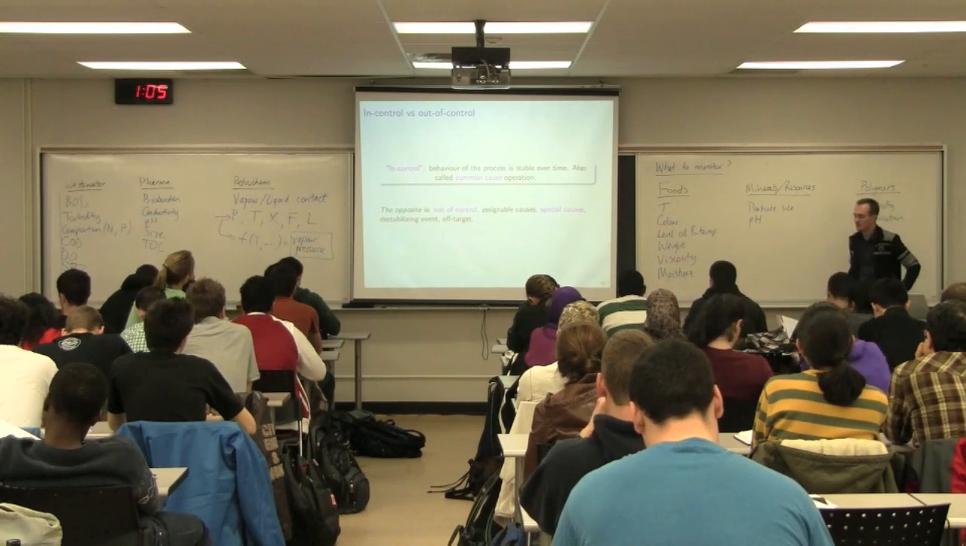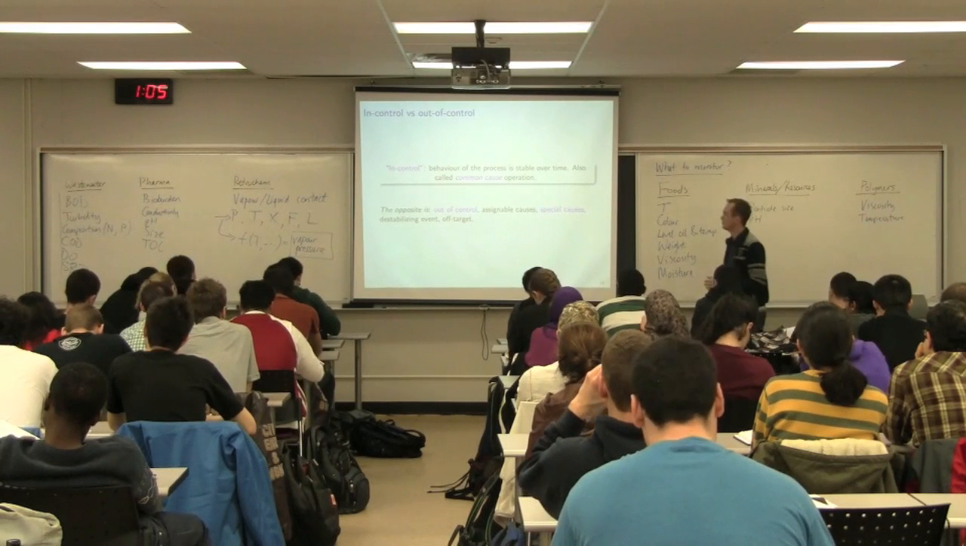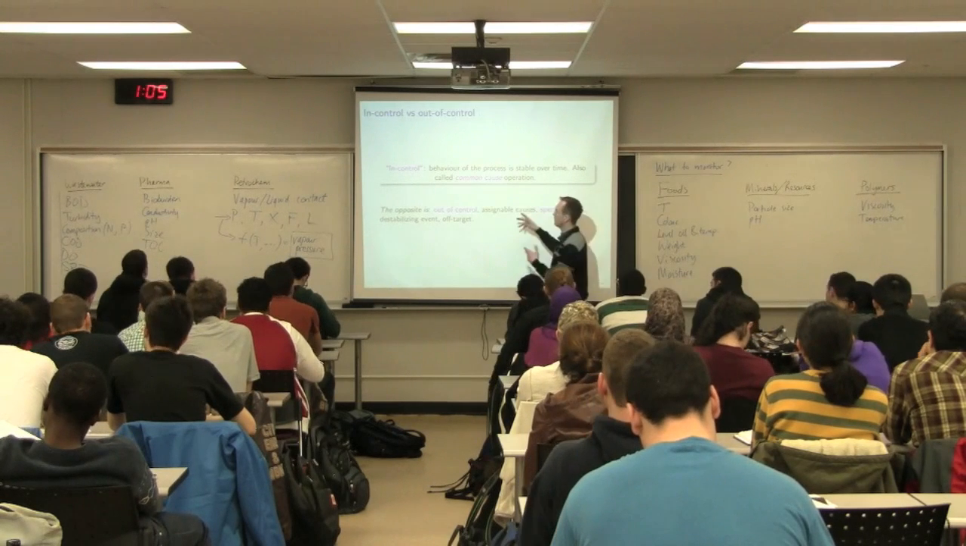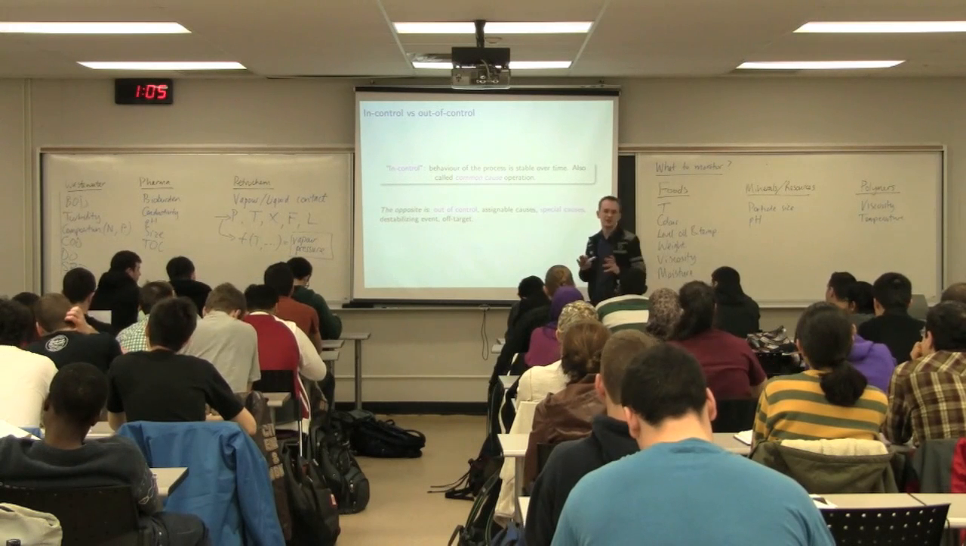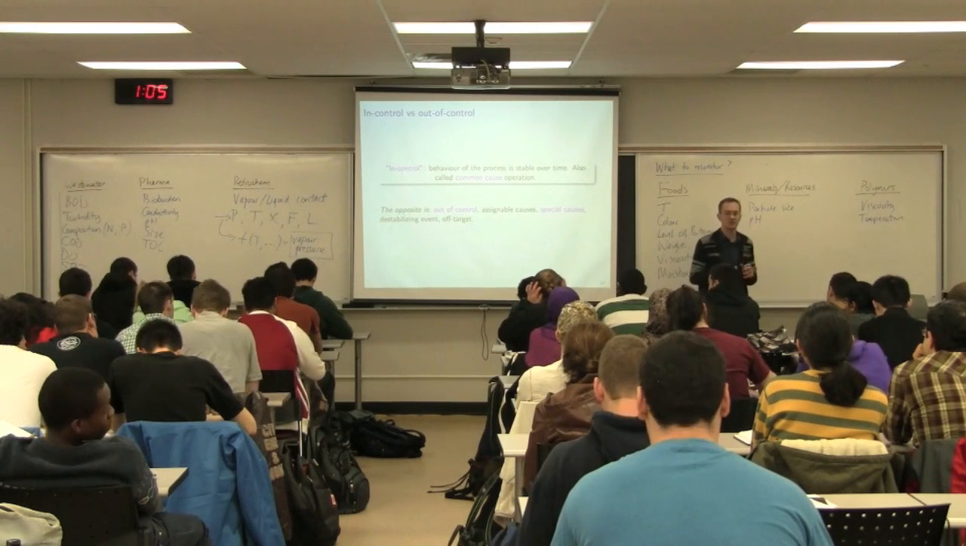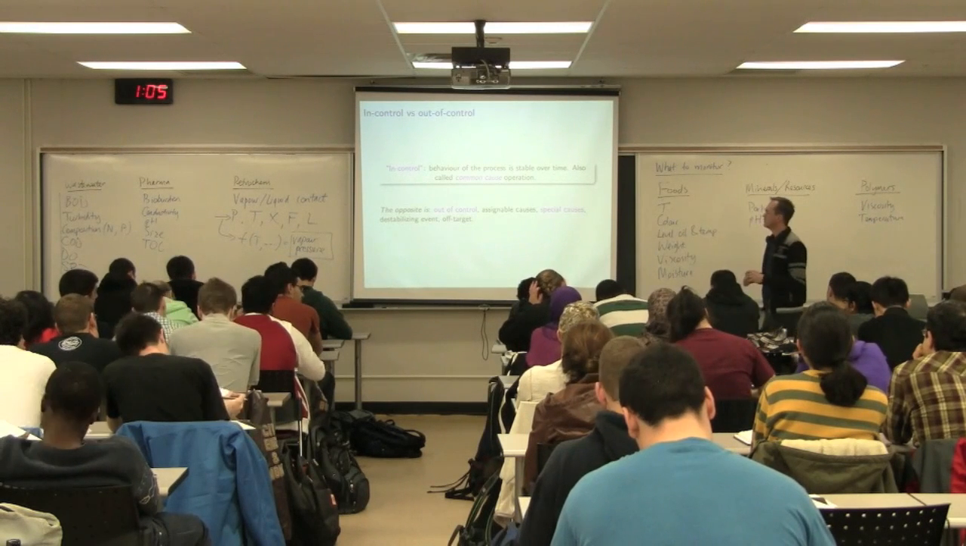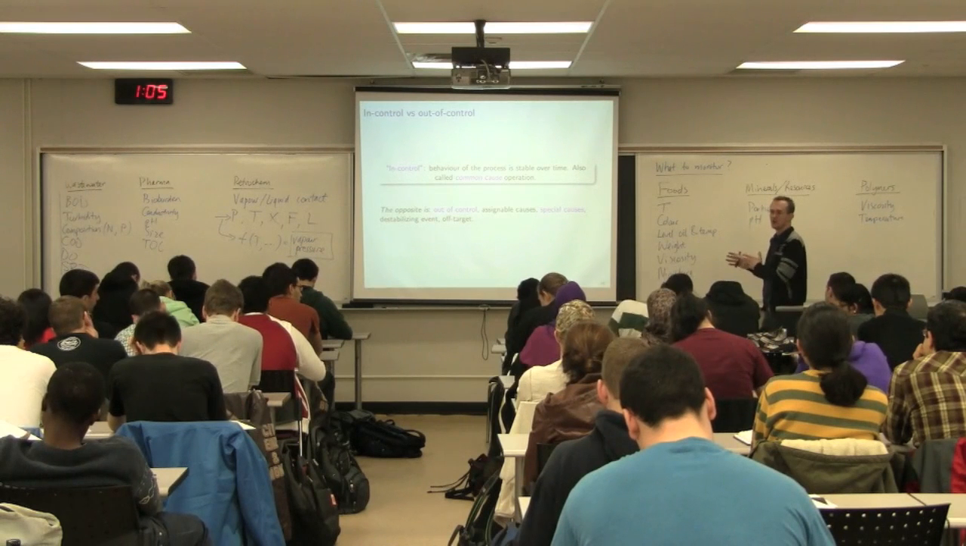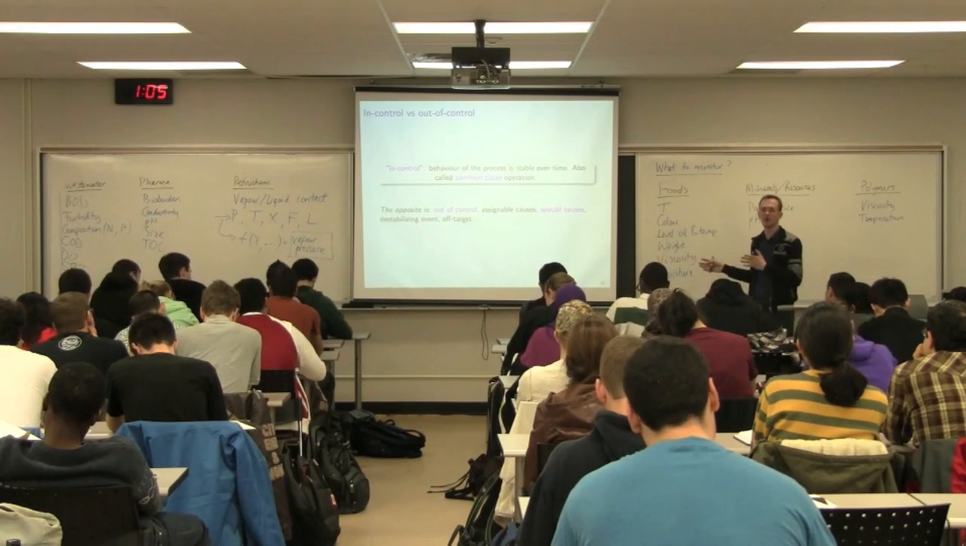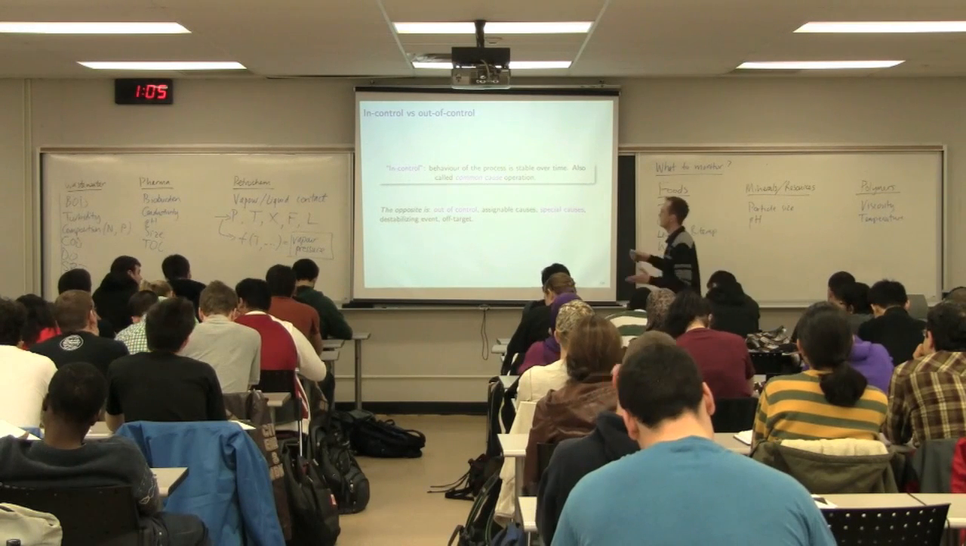So let's define some terminology. We have two terms, in control and out of control. We use this terminology repeatedly. We say either the process is in control or it's out of control. It cannot be both. It's either one or the other. So it's a binary state.